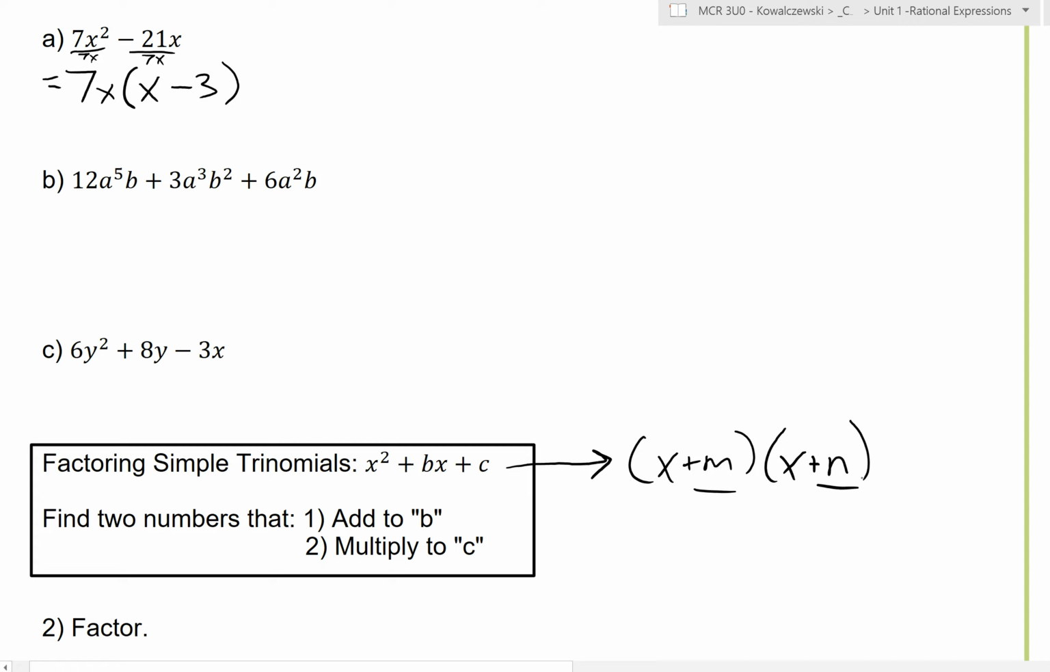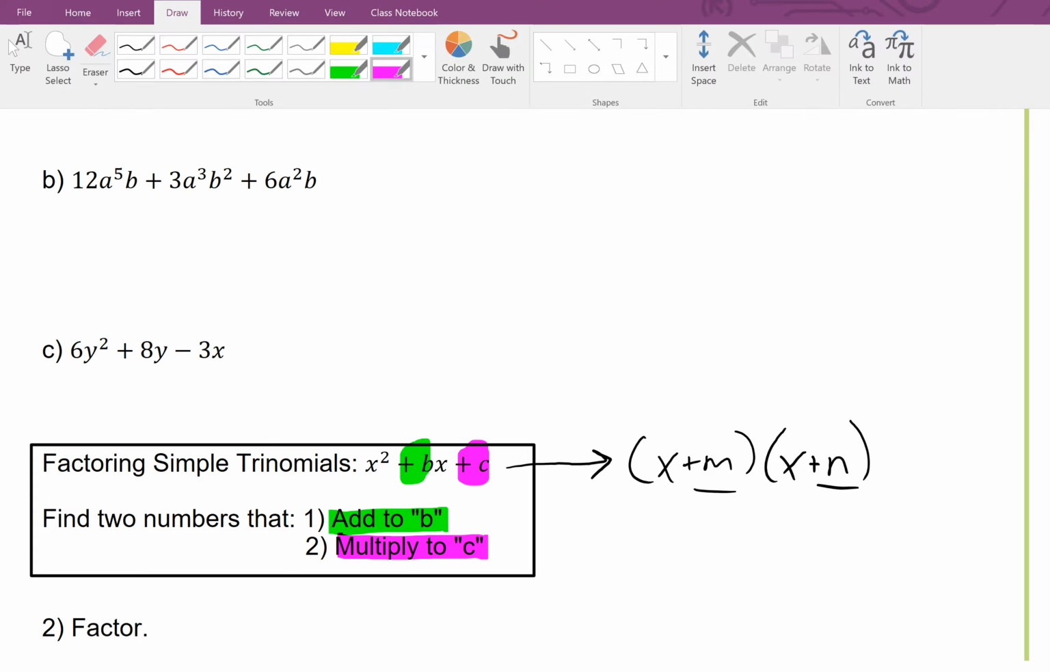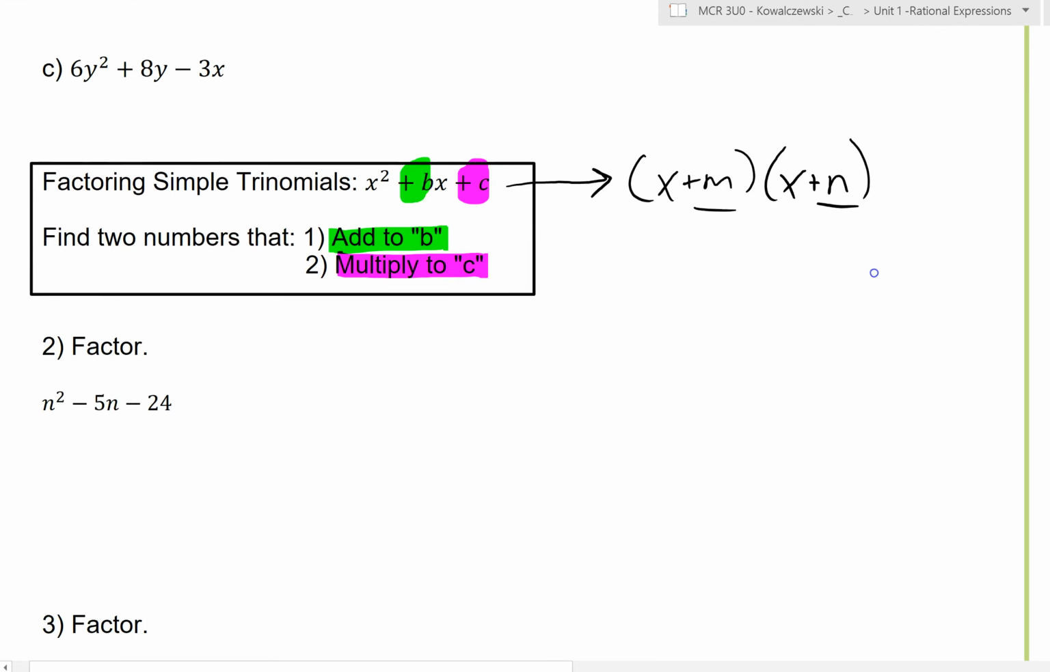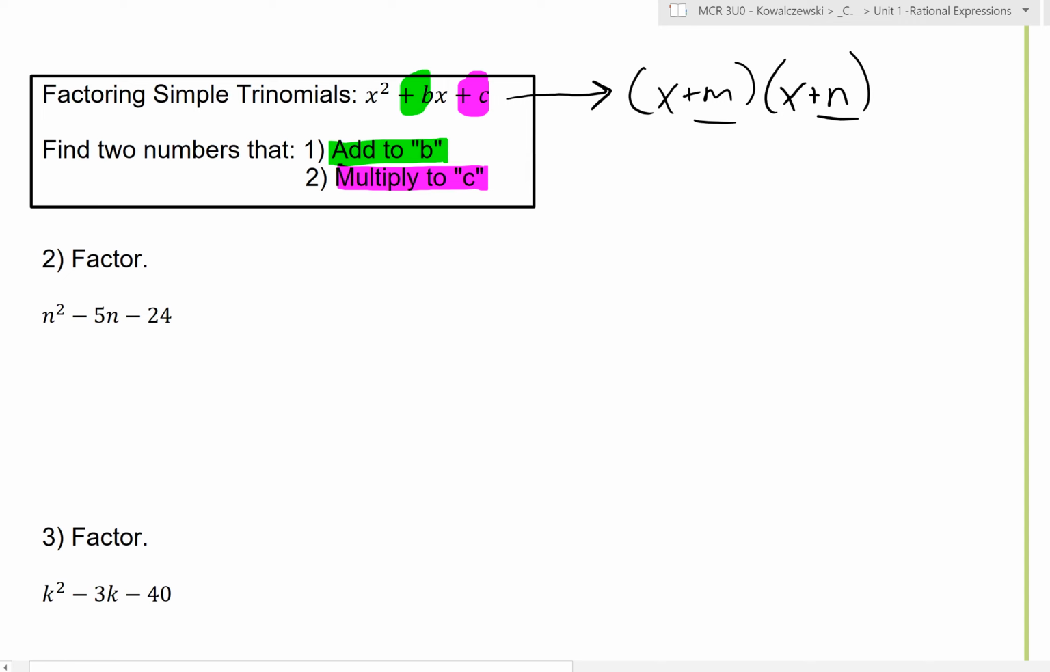So here's the trick that we're going to do. The two numbers that we're finding, the two numbers m and n, have to satisfy two conditions. They have to add to b, which is the middle term or the coefficient on x. Those two numbers must also multiply to c, which is the final term or the constant term in the trinomial. So take a look at an example. If I scroll down a bit here, we have n squared minus 5n minus 24.